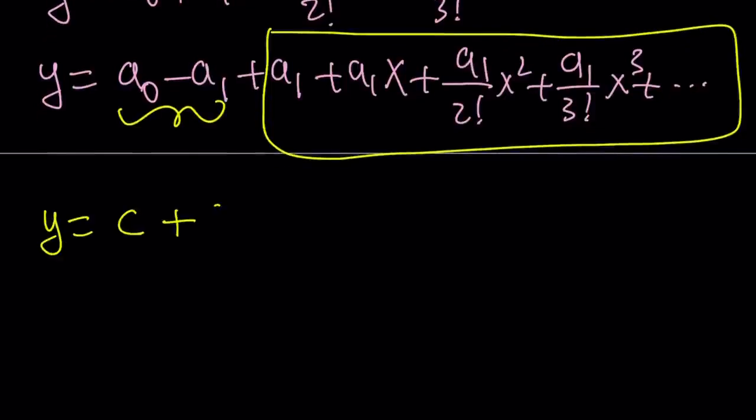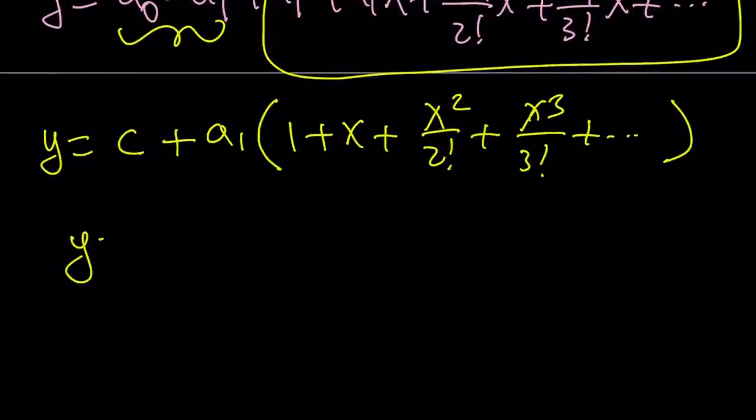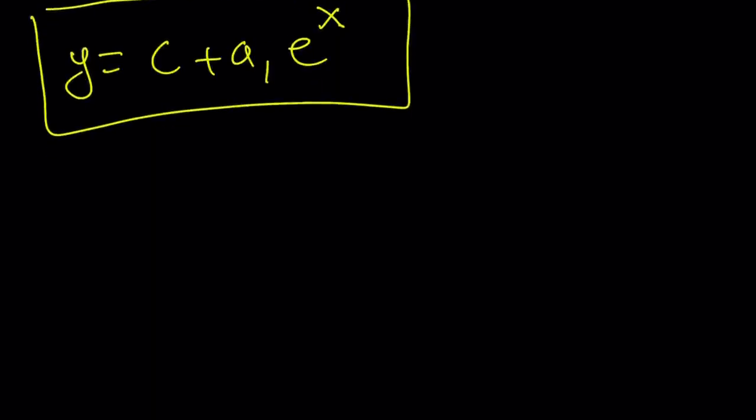And the rest is basically, if you take out an a sub 1, you get 1 plus x squared divided by 2 factorial plus x cubed divided by 3 factorial. And if you said this is e to the power x, you got it right. It is e to the power x, the Euler's number with all its glory. Awesome. This brings us to the end of the first method.